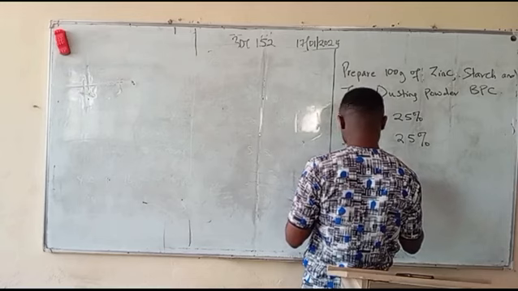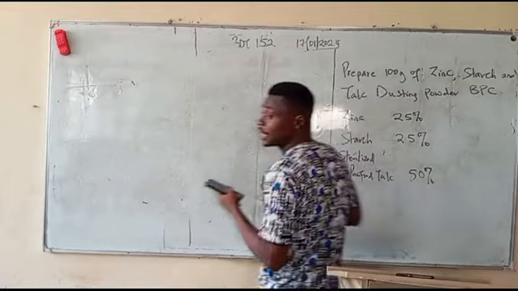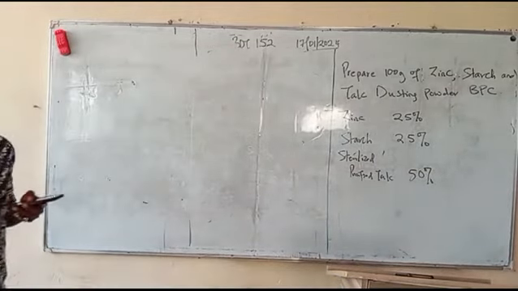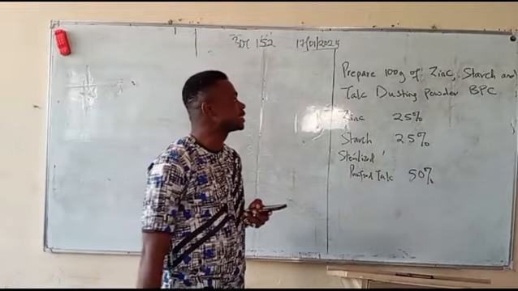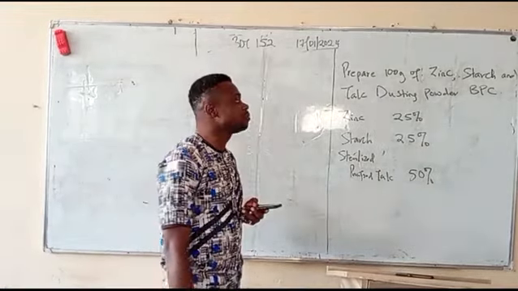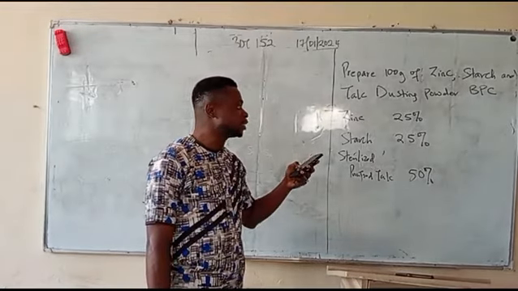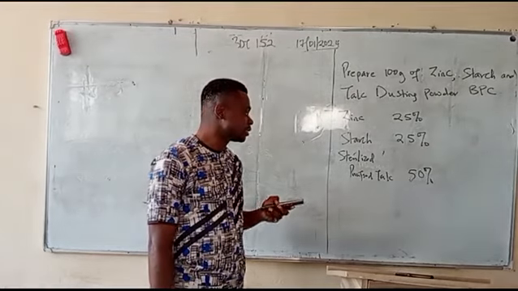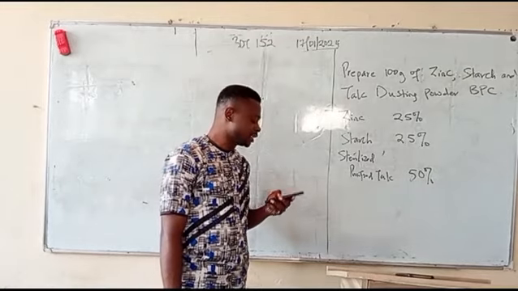You're making noise, though. Now look at this question. It says, prepare 100 grams of zinc, starch, and talc dusting powder BPC. Zinc there is 25%. Starch there is 25%. Sterilized purified talc is 50%.